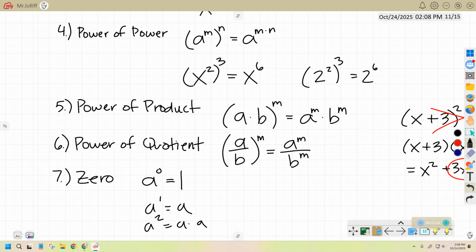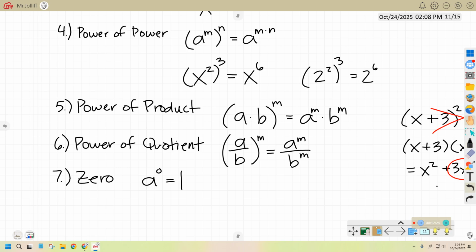Yeah, and remember when we did polynomials, this was our constant term. It was a constant times a to the 0, which didn't show up. It's just 1. So anything to the 0 is 1.